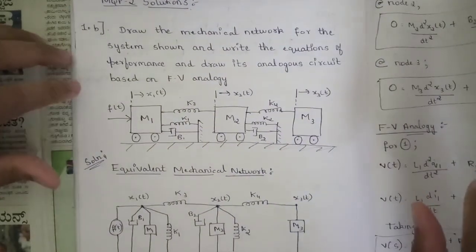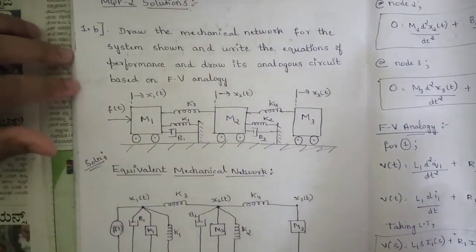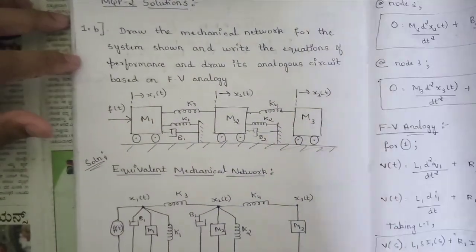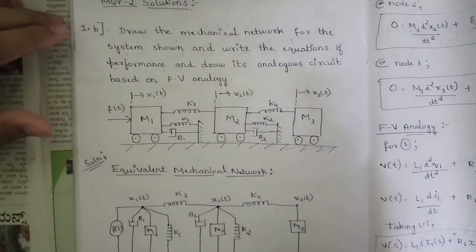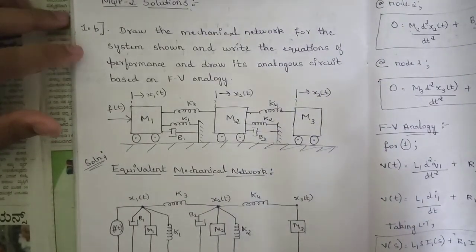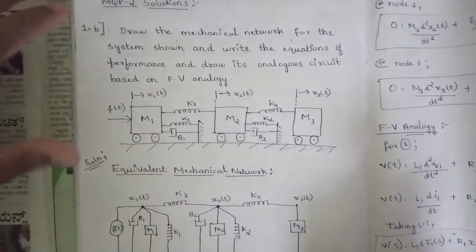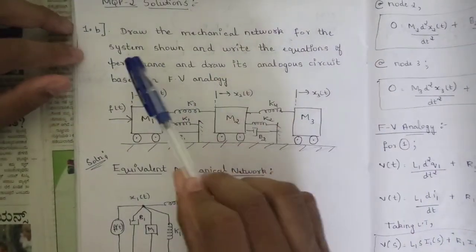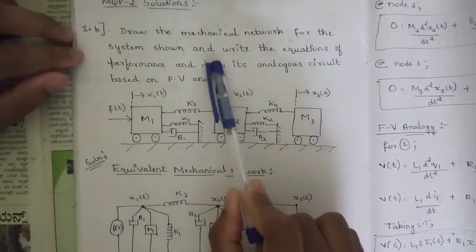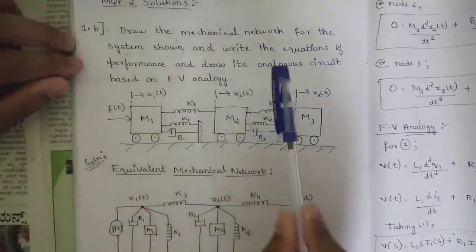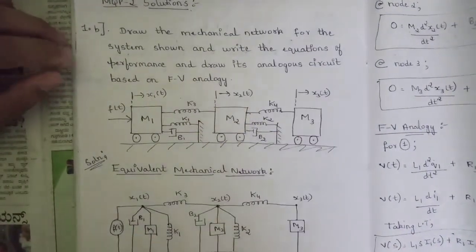So this was the first question in the model paper provided, and this was the second question. The first question is related to comparison of open loop and closed loop, which you might already have seen. The second question is: draw the mechanical network for the system shown, write the equations of performance, and draw its analogous circuit based on FV analogy.